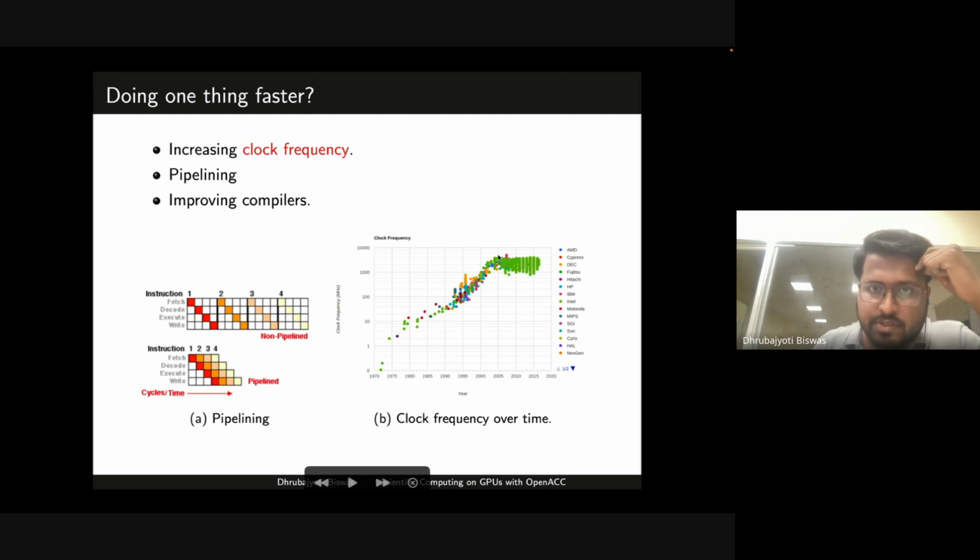So this graph on the right hand side shows, I think, the average or the highest clock frequency of different companies like AMD, Intel, and how that frequency has increased over time. If you look at the 1970s, it is quite low, around 1 megahertz, in 1975. And there was a sharp increase over time from 1980 to around 2005. After that, you can see that it has stagnated. So there is a reason for that.